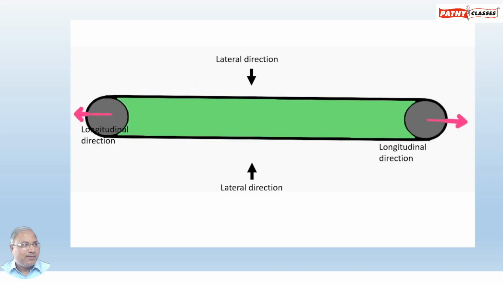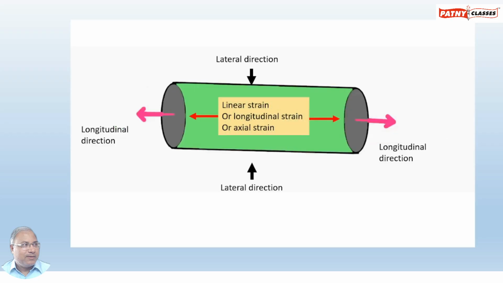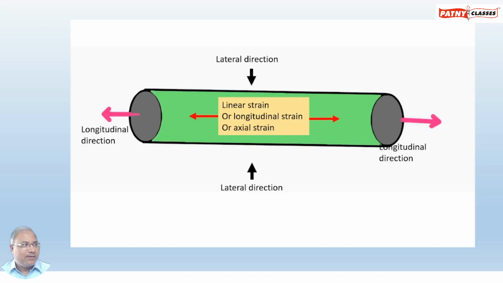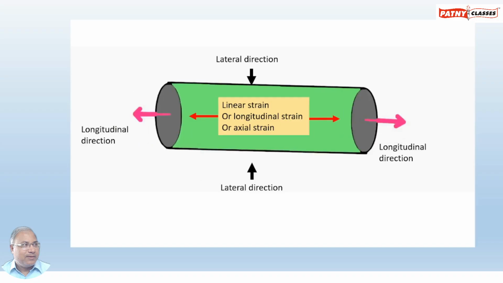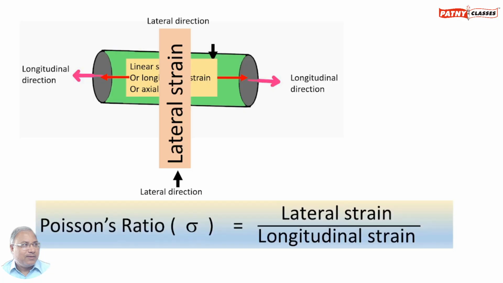The strain corresponding to the longitudinal direction is called linear strain or longitudinal strain, also called axial strain. Strain in a direction perpendicular to the applied force is called lateral strain. Poisson's ratio is given by the ratio of lateral strain and longitudinal strain. That is, Poisson's ratio equals lateral strain divided by longitudinal strain.